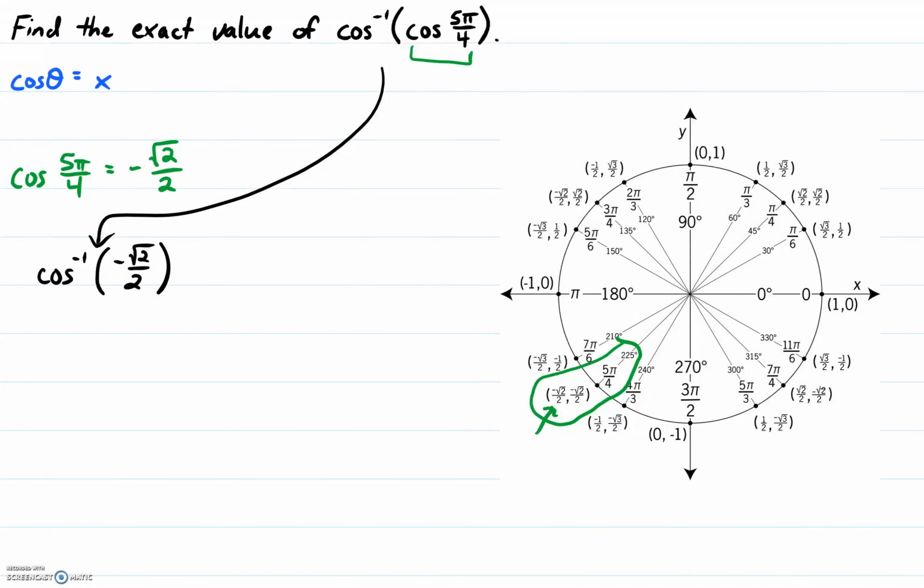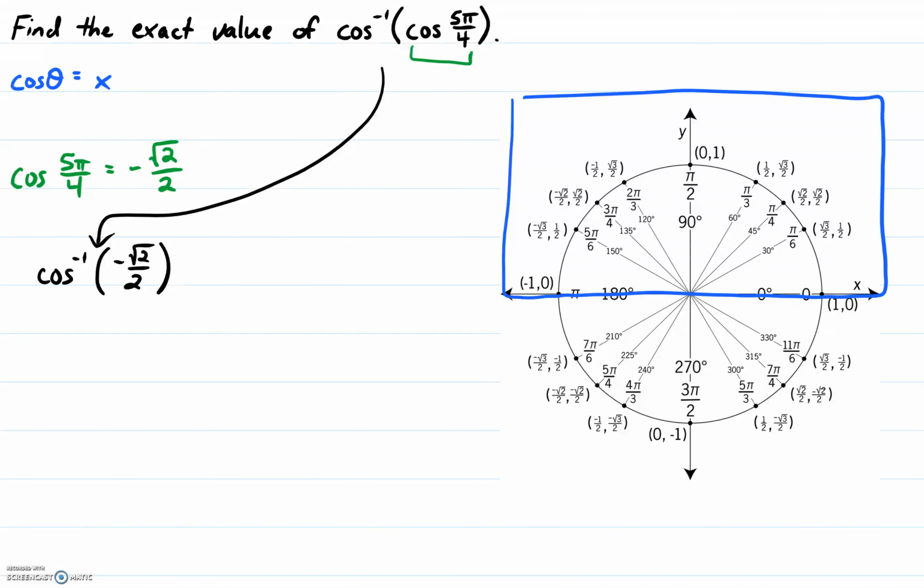So remember, when we have the cosine inverse of a number, what we're looking for is an angle. And so we need to restrict ourselves to the first and the second quadrant since we're talking about cosine inverse. So don't forget about that also, because otherwise you may come up with the wrong answer. And we're looking for a place on the unit circle in quadrants 1 and 2 where we have an x value of negative square root of 2 over 2.